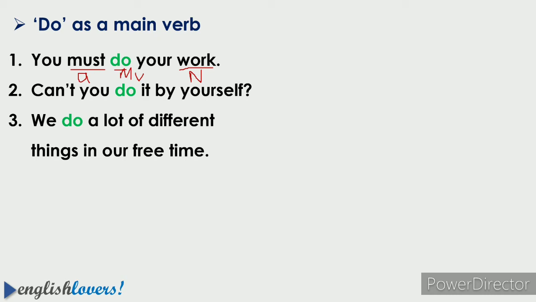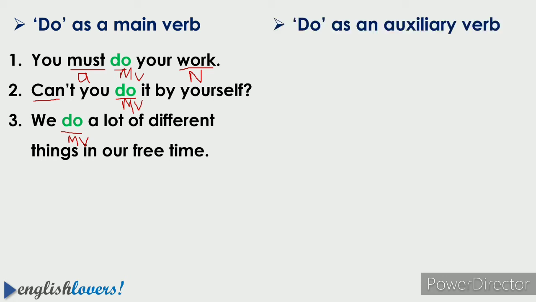Next sentence, can't you do it by yourself? Here also there is main verb do and there is another verb, that is modal auxiliary can in its negative form can't. Next, we do a lot of different things in our free time. So here, do is the main verb. There is only one verb in the sentence and it is do. So we say that it is the main verb in the sentence.